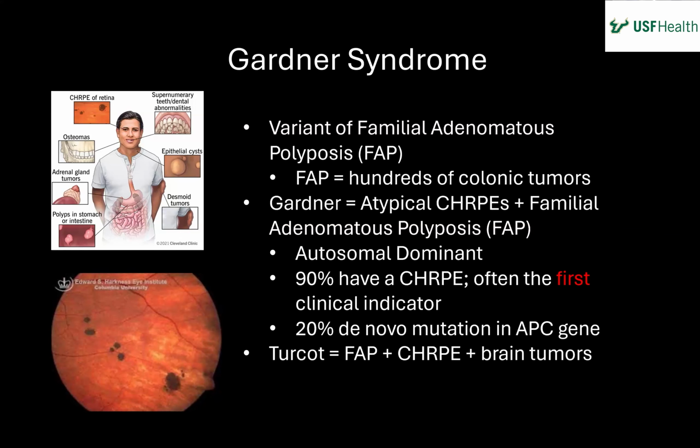And then another subtype of FAP to know about for our purposes is called Turcot syndrome. This is where you have FAP and CHRPE, and also brain tumors of different varieties. So Turcot, turban, is the mnemonic, turbans on your head, it's like a brain tumor there.